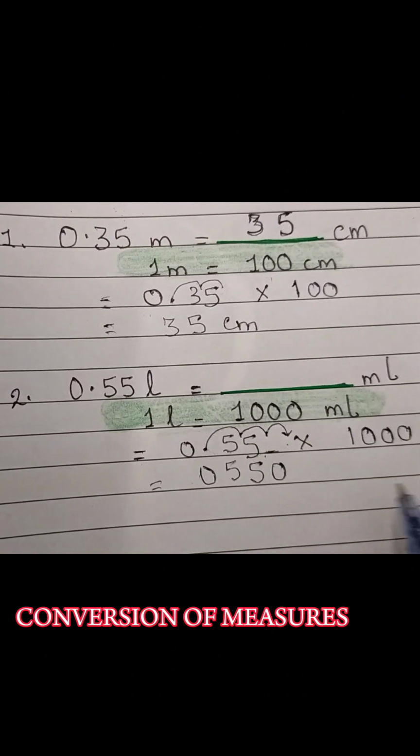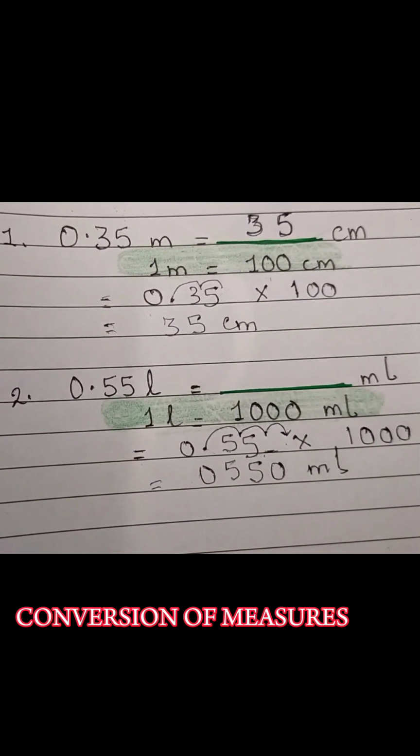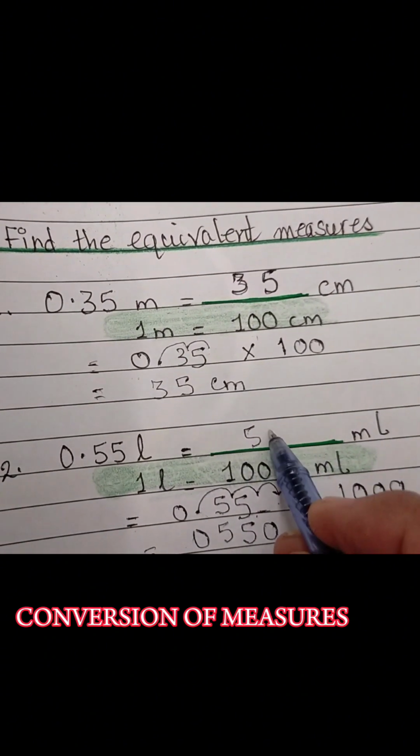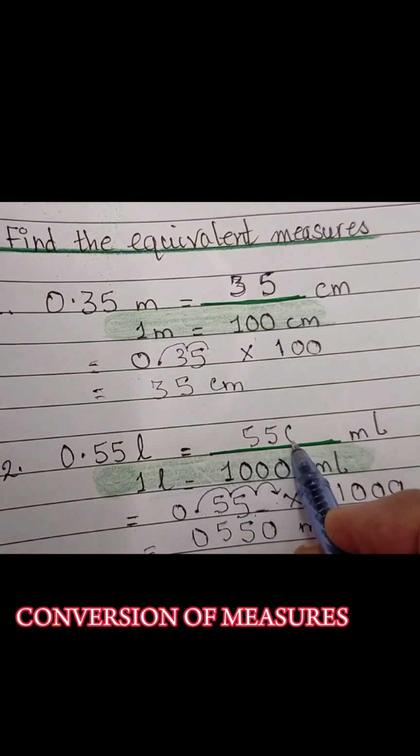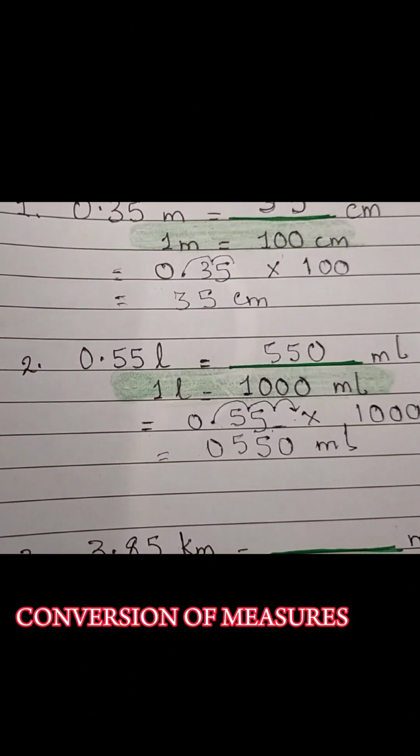It's going to be ml, right? So I will write down 550 ml. It means 0.55 liters is equal to 550 ml.